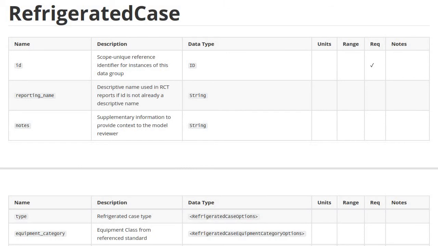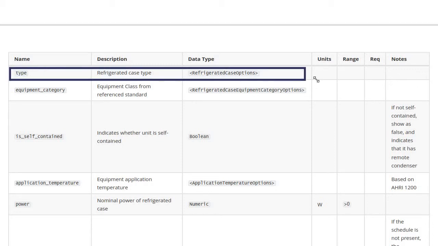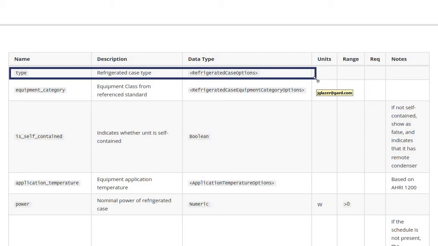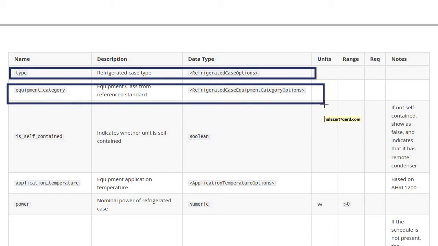Next, we'll go and talk about the schema in detail. So the ID, reporting name, and notes are the same as what we've talked about other times. Type is an enumeration we'll talk about in a moment. It also helps determine what row in that table to look at. Equipment category, again, is another item used to determine the row of the table.